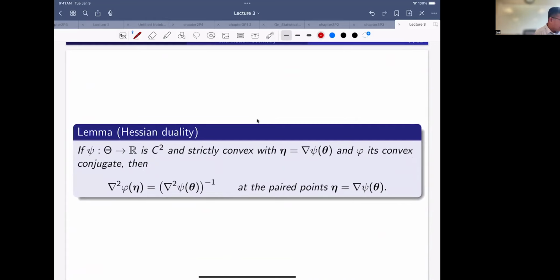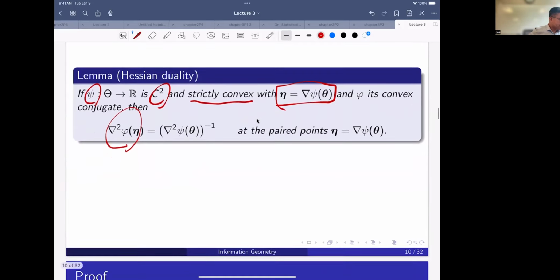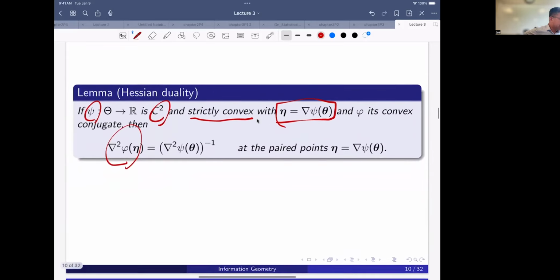Okay, this is another result. So we have psi, which is strictly convex and second differentiable, and then this is a duality transformation. It turns out that the Hessian of the dual function is the inverse of the Hessian of the original function psi. So that is the Hessian duality.